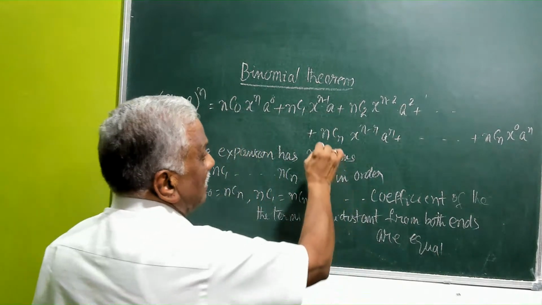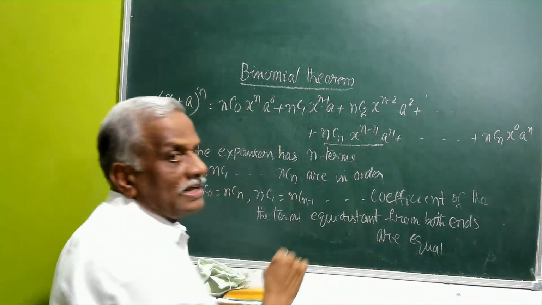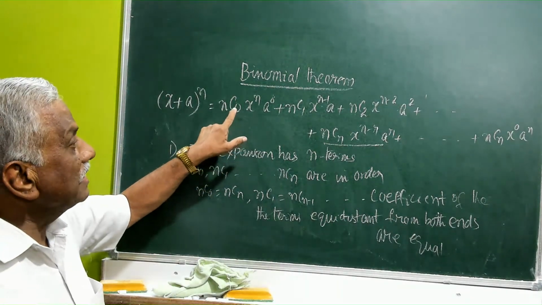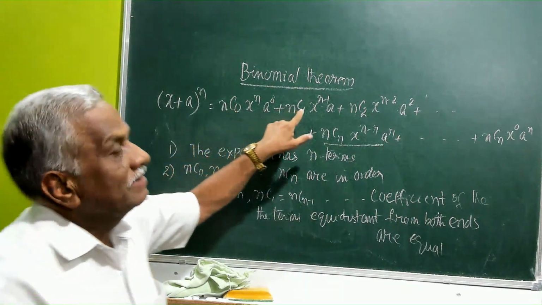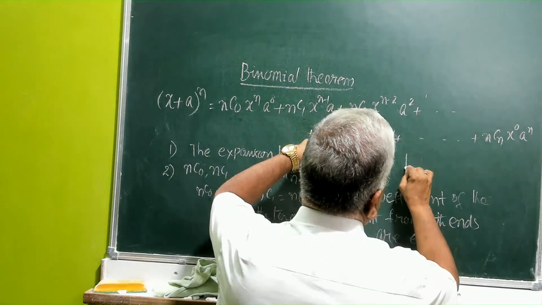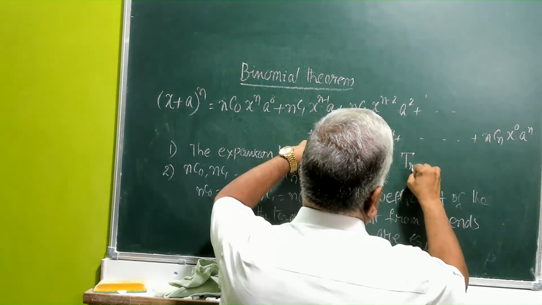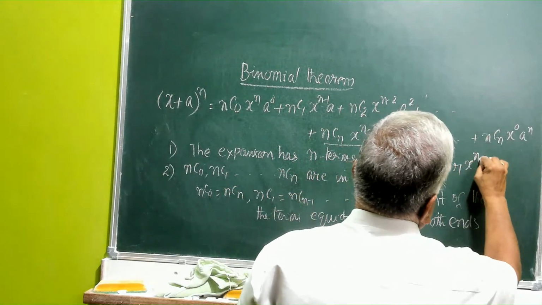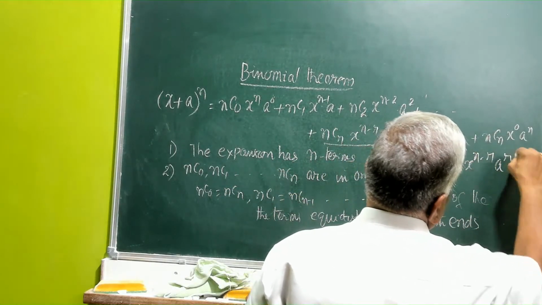I have written nCr. What is the number of this term? See, when nC0 is there, it is the first term. When nC1 is there, it is the second term. So this term is called T(r+1), not Tr term, T(r+1). That is nCr x to the power of n minus r a to the power of r.